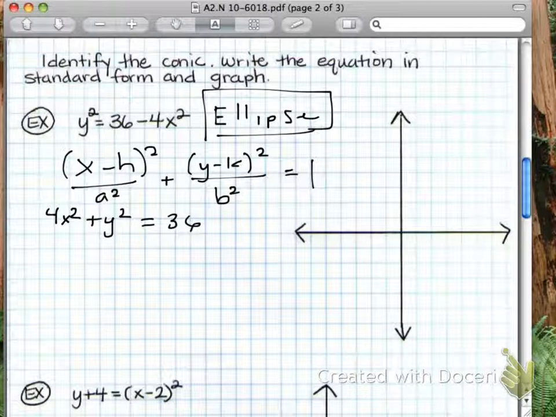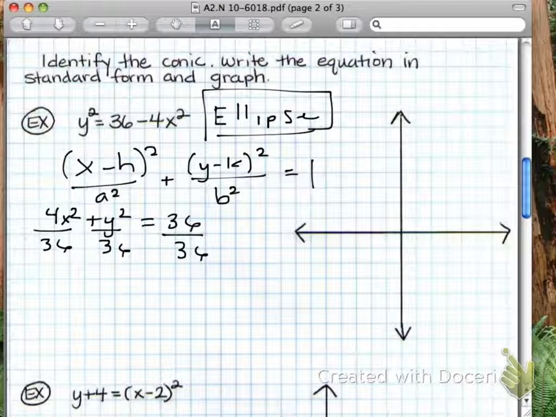Now, what is it supposed to equal? 0 or 1? Well, the top one's 1. If you look at this, it's supposed to equal 1. So if it's supposed to equal 1, what am I going to do to make it equal 1? Divide by 36. So divide everything by 36. What does that leave me with?